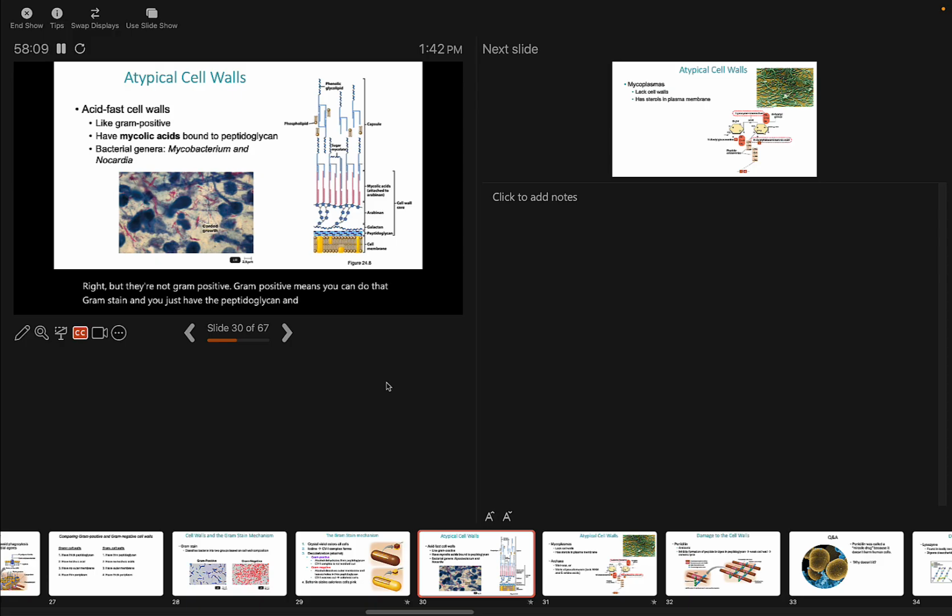Gram positive means you can do that gram stain and you just have the peptidoglycan and the membrane. Well, they have all this other stuff. And that layer of peptidoglycan doesn't look that thick either. But they're not gram negative because they don't have 2 membranes, and that looks a little bit thicker than a gram negative. They don't see a big periplasm. They're not gram positive, they're not gram negative. They're acid fast. So they're sort of like a gram positive because they have peptidoglycan and only 1 membrane, but you cannot do a gram stain on them and have it be successful. It just doesn't work. So instead, you would do an acid fast stain.